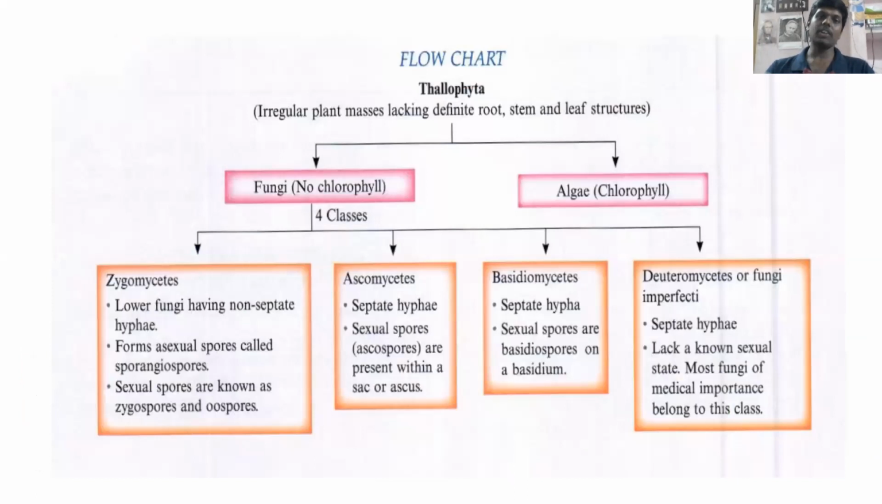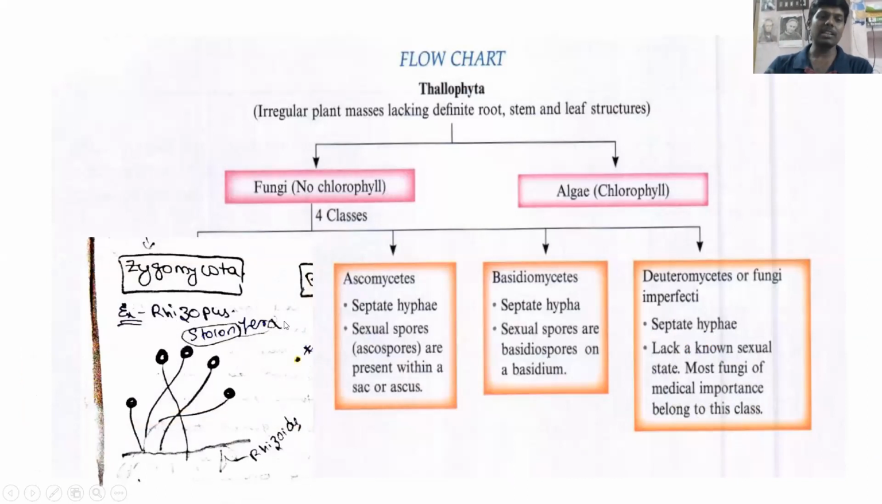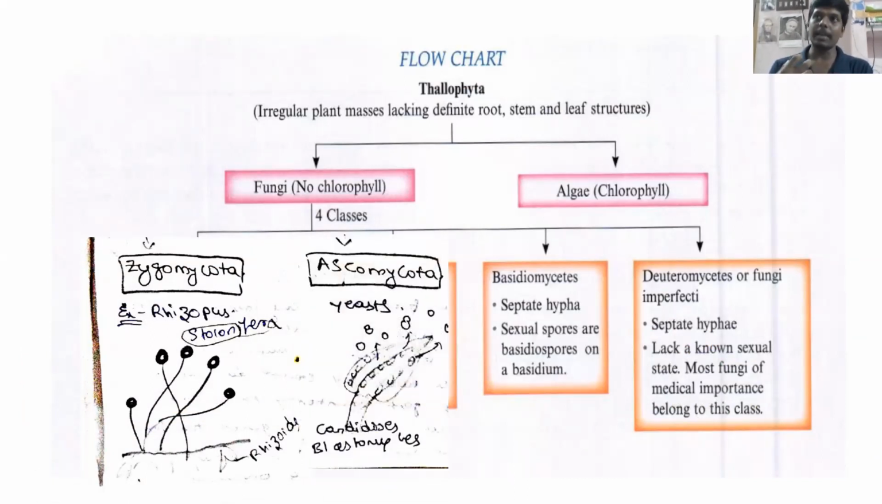If you see Zygomycota, these zygomycetes have zygote-like structures, and the best example is Rhizopus, and they have sporangiospores, ball-like spores. So they are called sporangiospores. And in Ascomycota, the spores are present within a sac. That is why they are called Ascomycota. So this is the example for Ascomycota. The spores are under a sac-like structure.